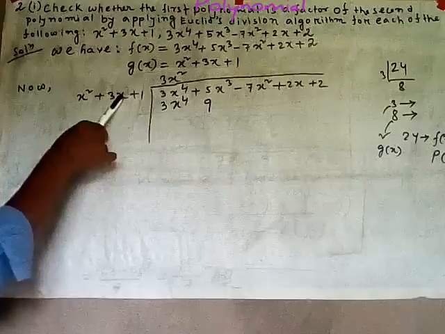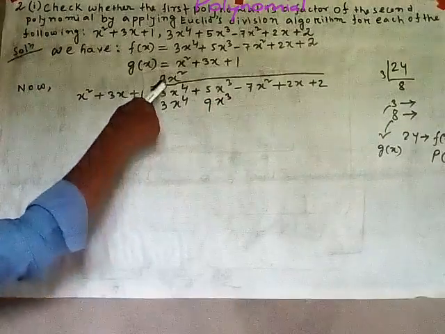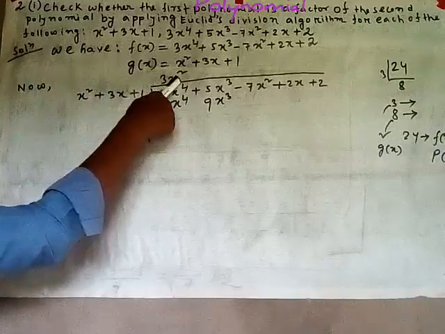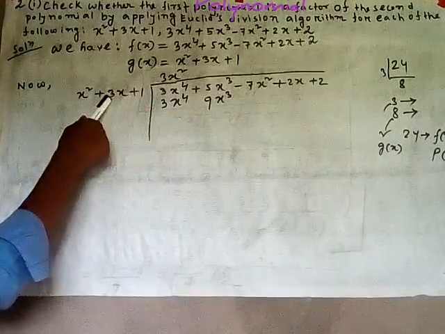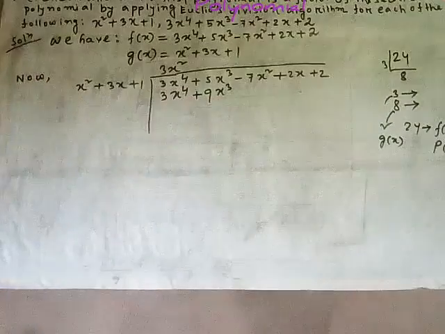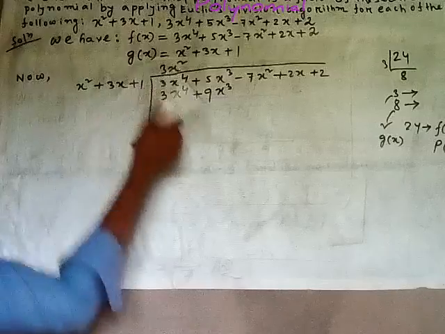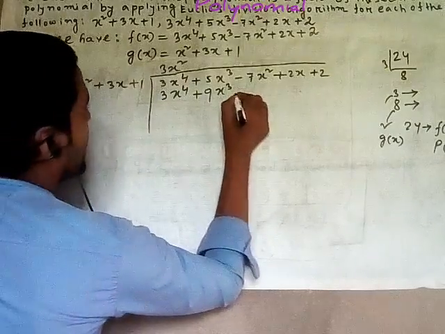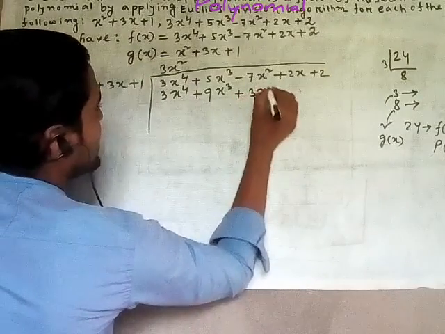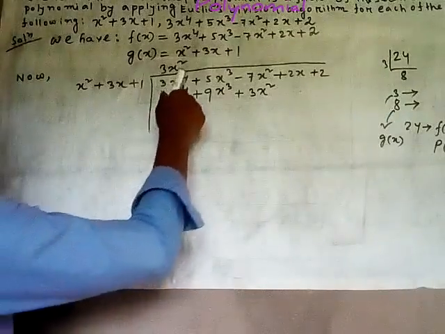Then x square into x, x cube. Before 3x square there is a plus symbol, so here also we can put a plus symbol. Then plus 1 into 3x square, plus 3x square. Always try to write all the similar terms together.